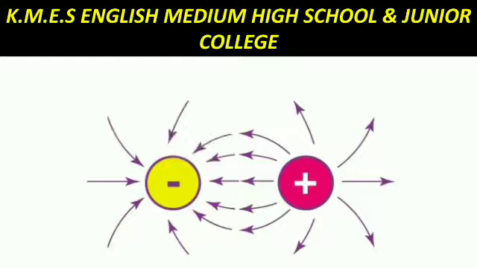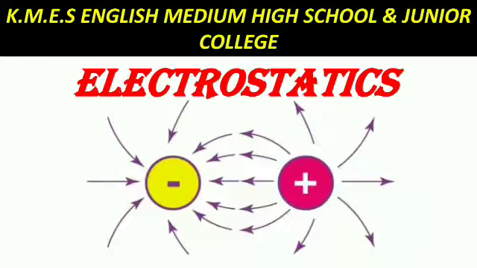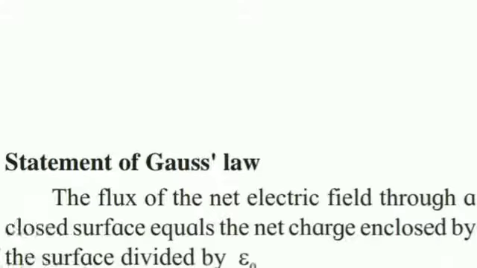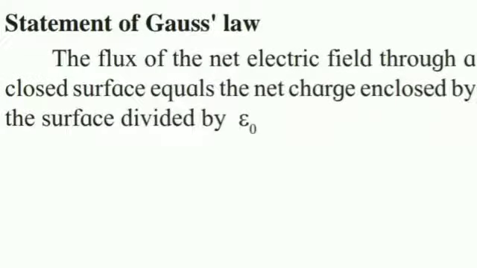Let's start with the new chapter, that is electrostatics. This topic is nothing new for you because you have already studied it in standard 11. In standard 11, we have seen Gauss's law, and the statement was: the flux of the net electric field through a closed surface equals the net charge enclosed by the surface divided by epsilon naught.